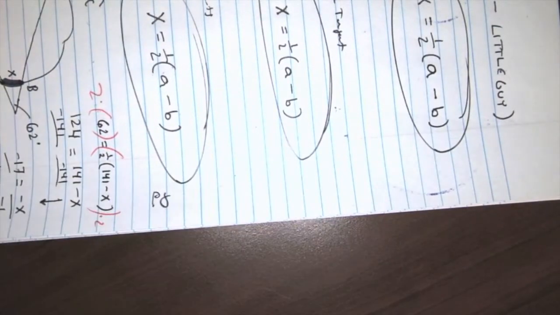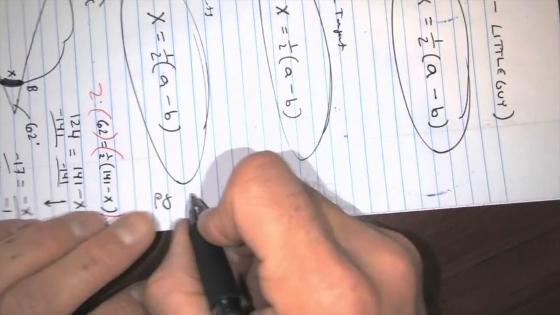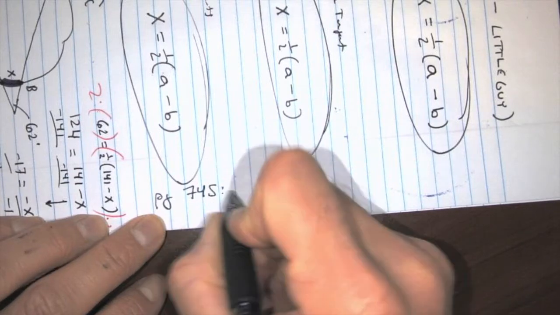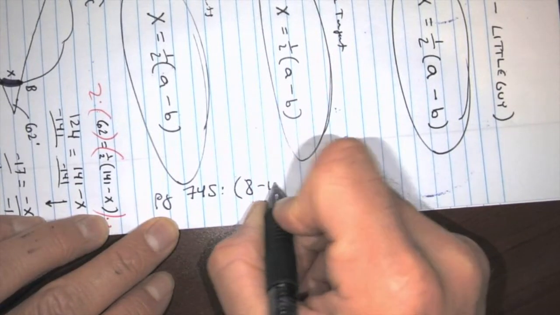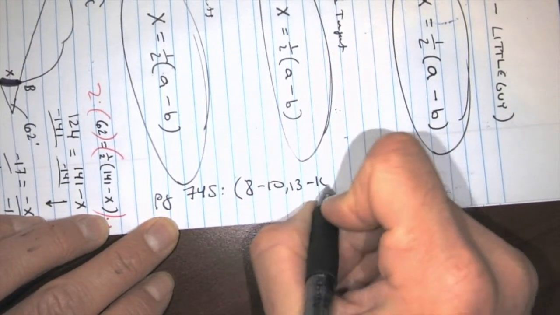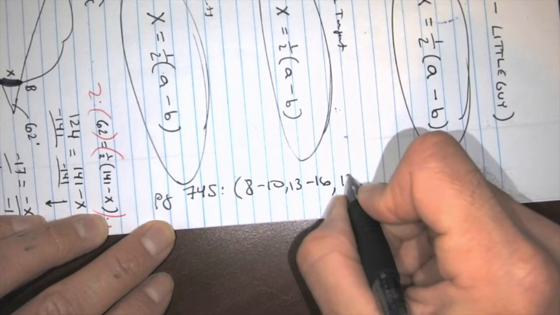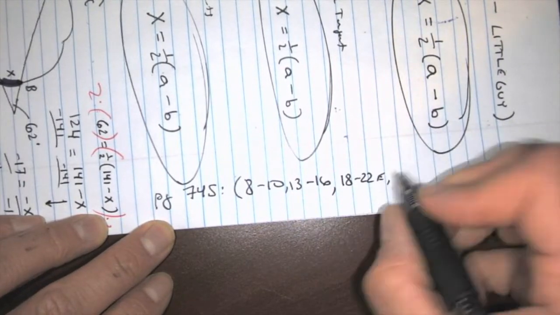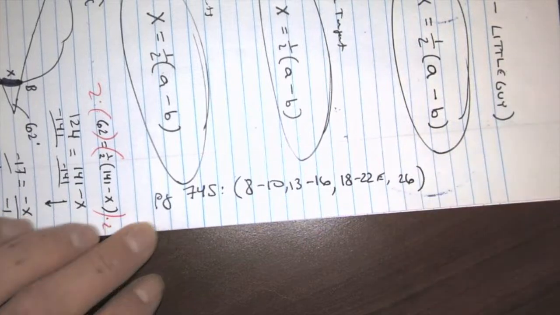Alright, homework. Let me get your homework down and we'll call it a day. This is 10.6. Make sure I get you the right homework assignment. Page 745. I'd like all of you to do 8 through 10, 13 through 16, 18 to 22 even, and 26.